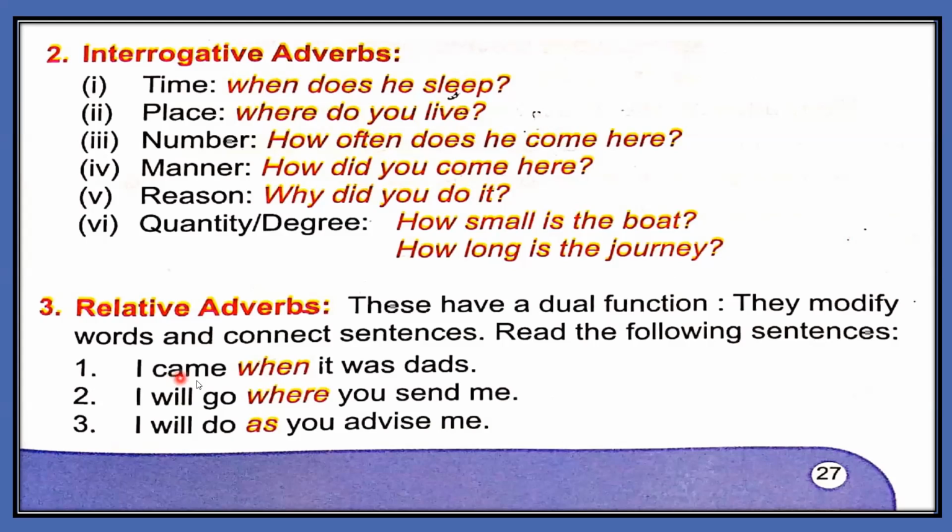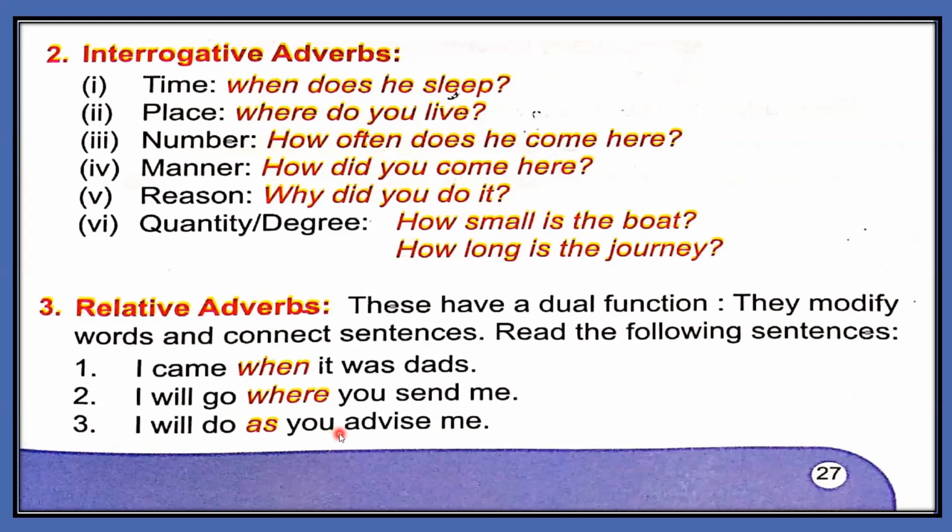Number one, dear students, I came when it was dates. Number two, I will go where you send me. Number three, I will do as you advise me. Now here, three words are in red: when, where, as. These all are relative adverbs. Why relative? Because they show the relationship between these two sentences. I came and it was this. These are two sentences. You can see two sentences and two verbs are used: came, was, will go, send, I will do, advise.